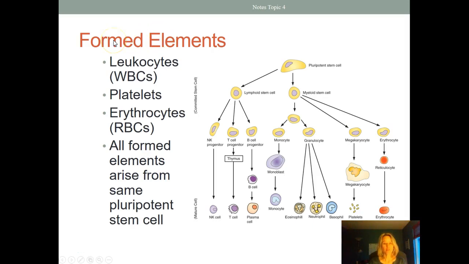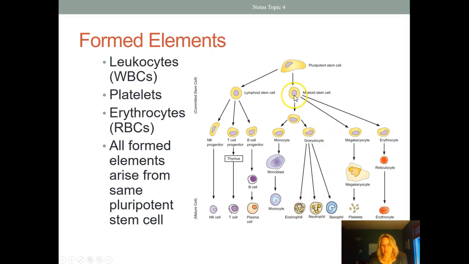All of the formed elements in the blood arise from the same stem cell, and it can follow one of two pathways: the lymphoid pathway, which is going to make the lymphocytes, NK cells, T cells, and B cells, which differentiate into plasma cells, or the myeloid pathway, which makes all the other formed elements. Also, white blood cells include the monocytes, and then the granulocytes, eosinophils, neutrophils, and basophils.